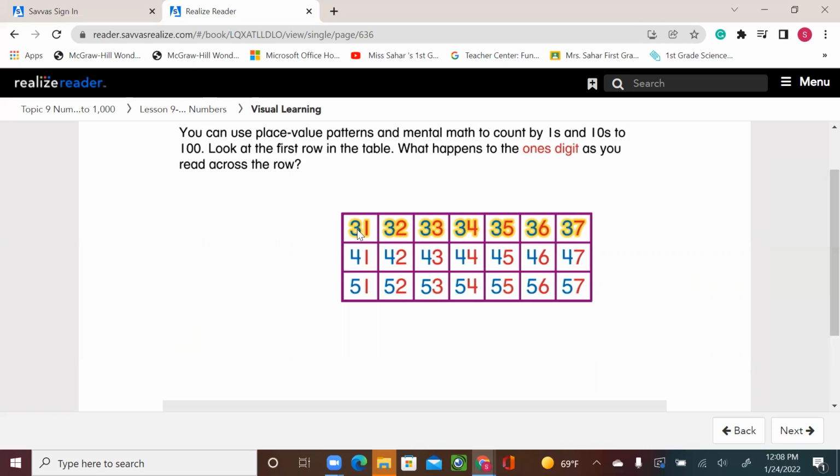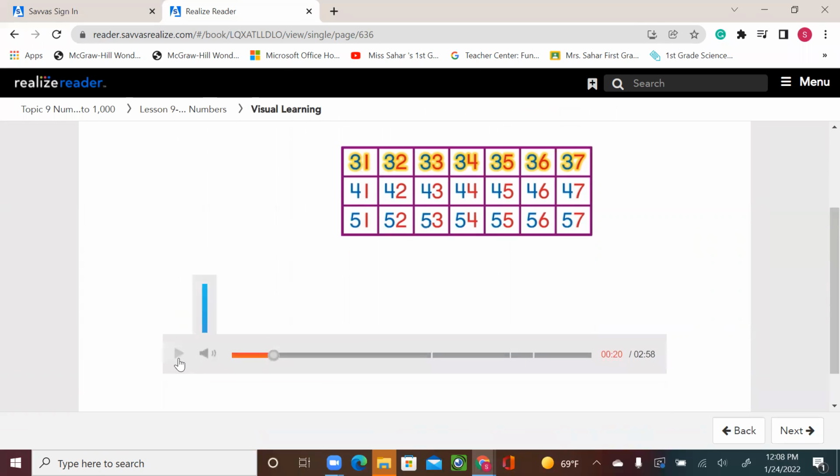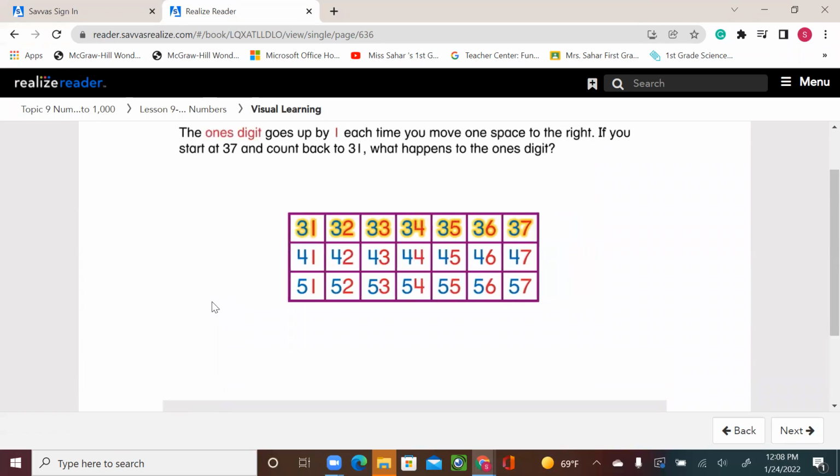So we have 31, 32, 33, 34, 35, 36, 37. So as we see, our ones increased by one number. The ones digit goes up by 1 each time you move one space to the right. If you start at 37 and count back to 31, what happens to the ones digit? The ones digit goes down by 1 each time you move one space to the left.